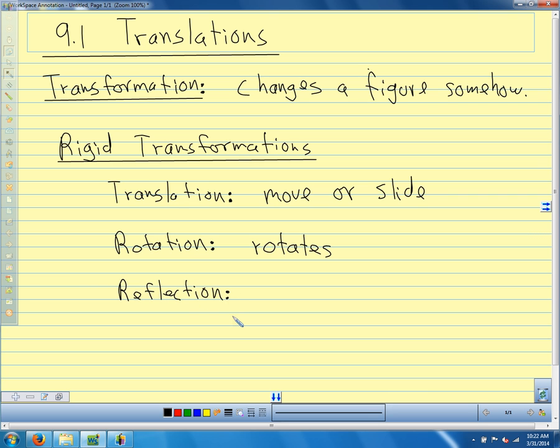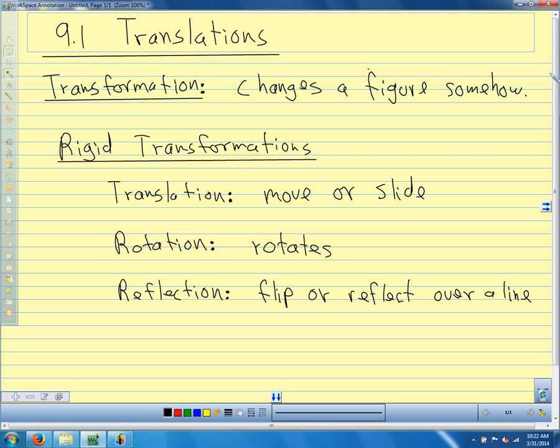So what are we going to guess a reflection does? Flips it, reflects it. And when we reflect, we kind of think of reflection having to do with a mirror. So we're going to flip it or reflect it over a line. And our line could be the x-axis, the y-axis, or some other line. So some line is like our mirror, and we're going to flip it or reflect it over a line. So those are our rigid transformations.